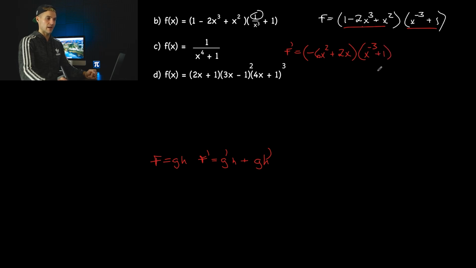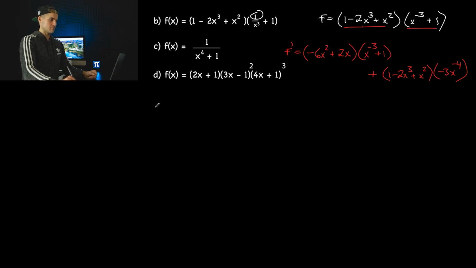And then we keep the first function the same, 1 minus 2x cubed plus x squared, multiplied by the derivative of this. So what would happen? We bring the negative 3 down and then subtract 1 from the exponent. And then the derivative of 1 is just 0.